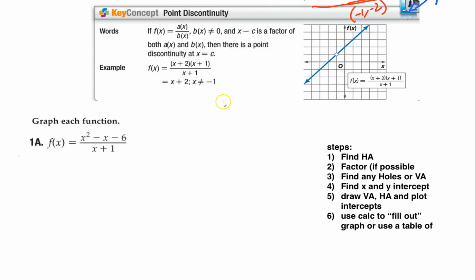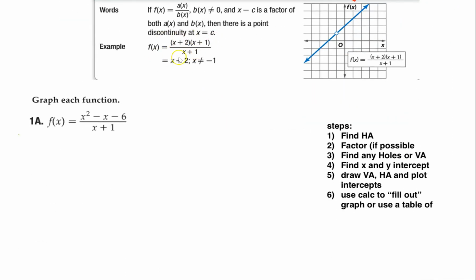You can see another example right here. They did kind of the same thing. The x plus 1's canceled out. You had a hole at negative 1. So on your graph at negative 1, there's a hole right there. Okay, that's kind of the gist of all the setup. Now let's actually graph some things.